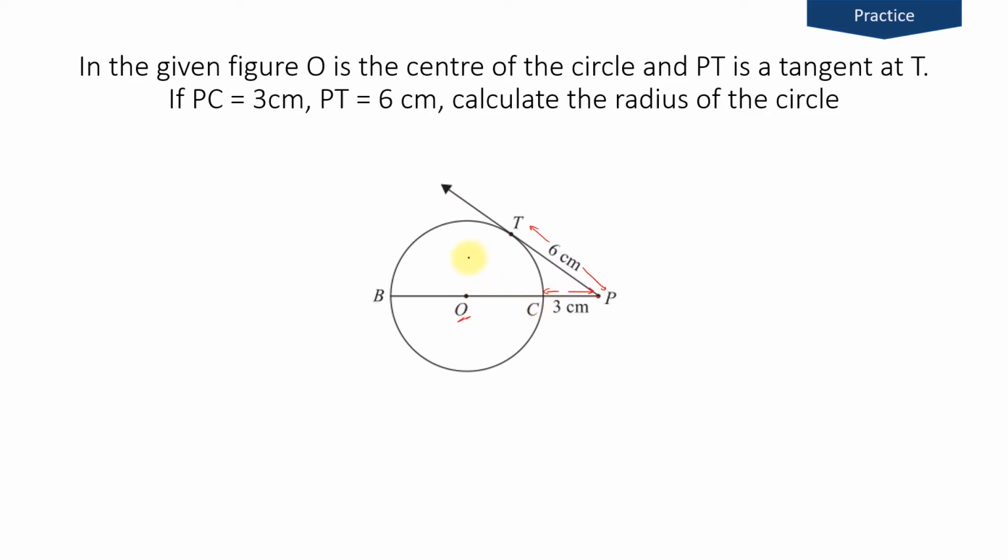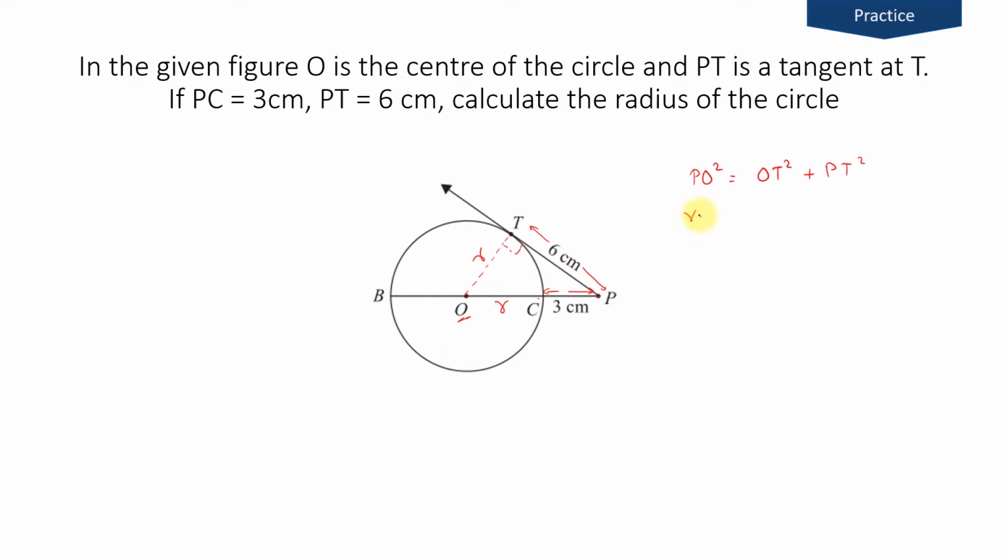So let's draw this radius OT, and let's name it as R. OT is R and OC is also R. And we know that this angle is 90 degrees. So we can apply Pythagoras theorem here also. PO square is equal to OT square plus PT square. PO is the hypotenuse here because it is opposite to the 90 degree angle.